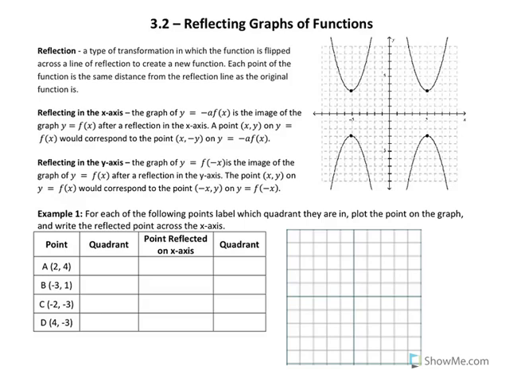3.2 Reflecting graphs of functions. Okay, so we have two types of reflections of functions. The first is reflecting it in the x-axis, which means you flip it on the x-axis. And the other one would be reflecting in the y-axis, which means you flip it on this one.